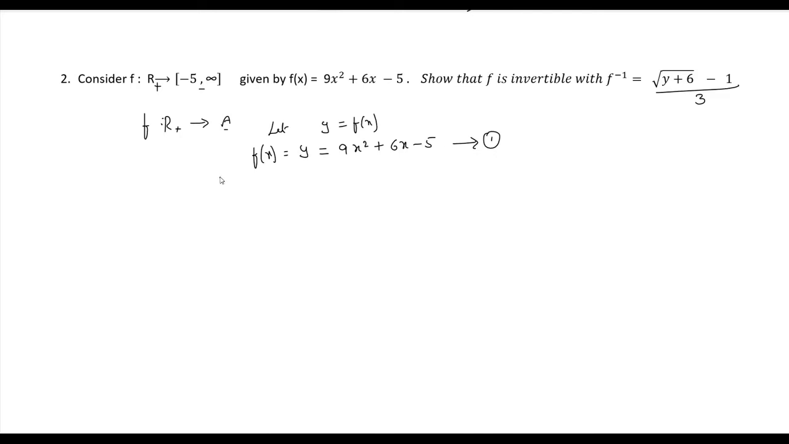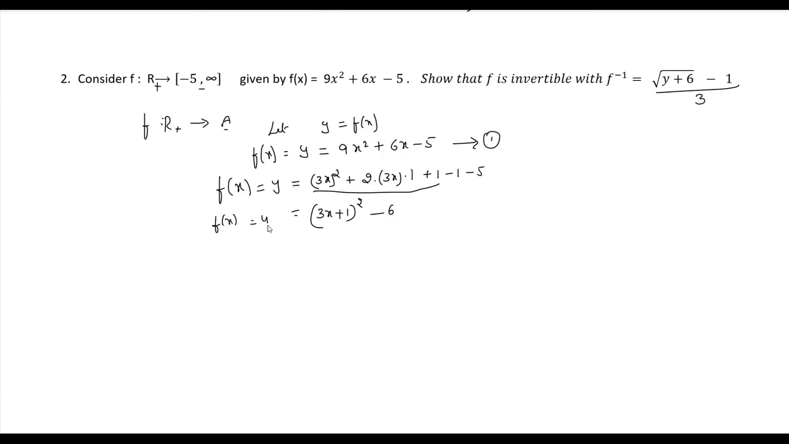Now, we have to complete the square. Since the given equation is a quadratic equation, we won't be able to express x in terms of y. So, for that, let us complete the square, (3x) whole square plus. Now, I have written 9x square as (3x) whole square. This will be 2 into 3x into 1. So, I will write this as plus 1 minus 1 minus 5. Now, if you group these three terms, it is (3x plus 1) whole square minus 6.